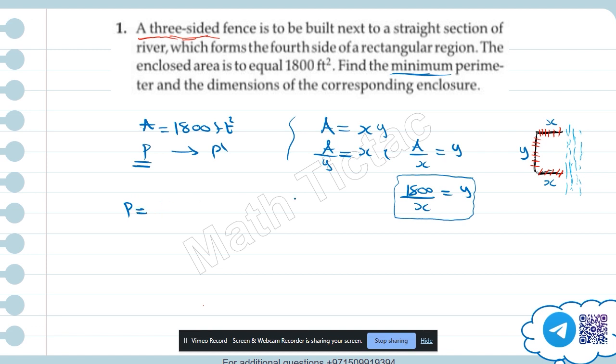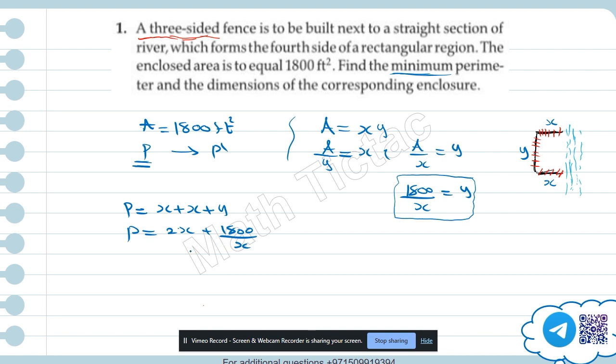The second relation we have is the perimeter, which is equal to the summation of all the sides that we need to fence. This is 1, this is 2, this is 3. So I have x plus x plus y. Now I will substitute the value because I need to convert this relation to be written in one variable only. So the perimeter will be equal to x plus x, which is 2x, plus, instead of y, I will write 1800 divided by x. Now it's ready.